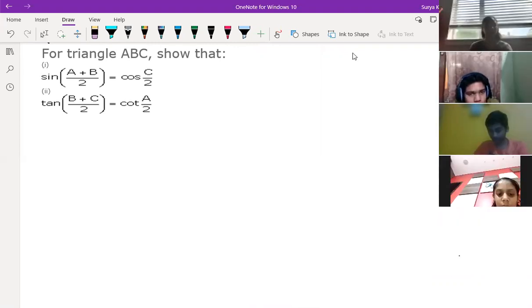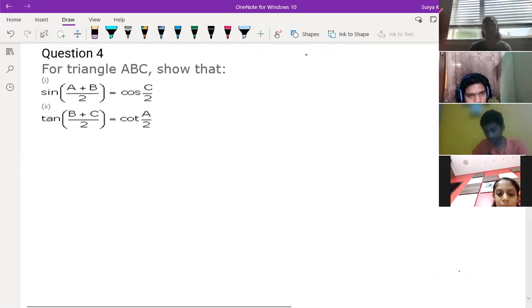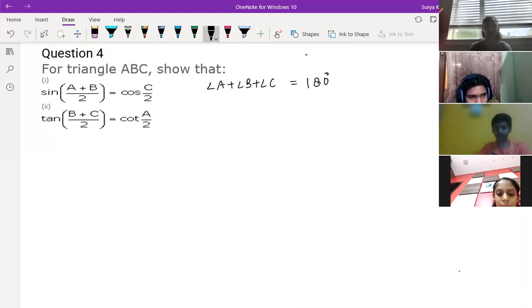Children, this is like, for triangle ABC, means any triangle if you take, angle A plus angle B plus angle C is equal to 180. So here they are asking sine of A plus B by 2. What we try to do is, angle A plus angle B you keep on the left hand side. On the right hand side, you can write 180 minus angle C. Can we write like this, children, or not?